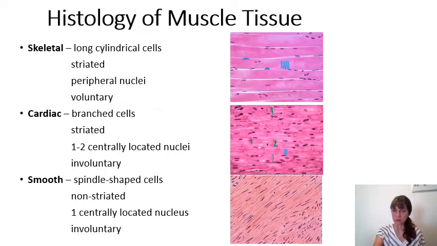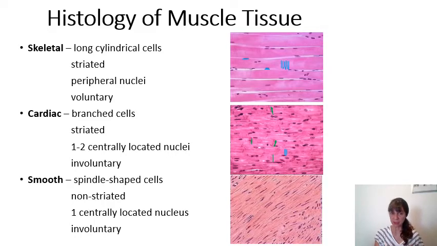Lastly, we have smooth muscle tissue, comprised of cells that have a spindle shape, which means the ends taper off into little V-like structures. Smooth muscle cells are not striated because they don't have that same regular pattern of actin and myosin within them. They contract in a ringing fashion. Smooth muscle cells have 1 centrally located nucleus and are also involuntary.